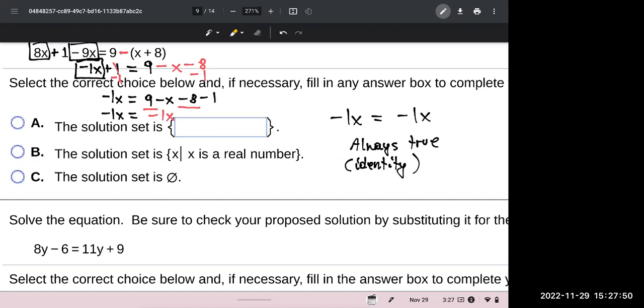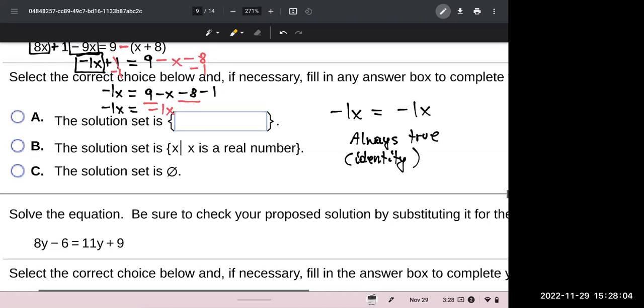You have the same expression on the left side and the same expression on the right side. So that means we call that an identity. Negative x is always equal to negative x. Since you have the same expression on the left and on the right side, your solution to this equation is going to be the set of all real numbers, because this is always true.